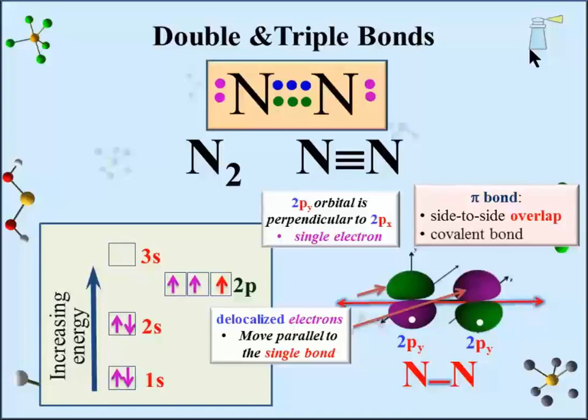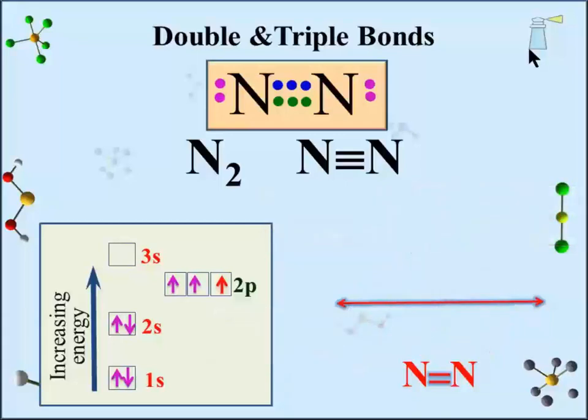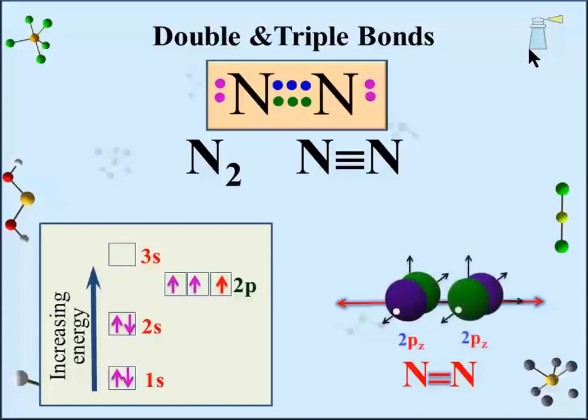The double bond is still considered a covalent bond because it involves the sharing of electrons. A second line is added to the N2 to indicate the double bond. On to the triple bond and the final set of shared electrons. Another single unpaired electron is needed, and this time it belongs to the 2pz orbital.